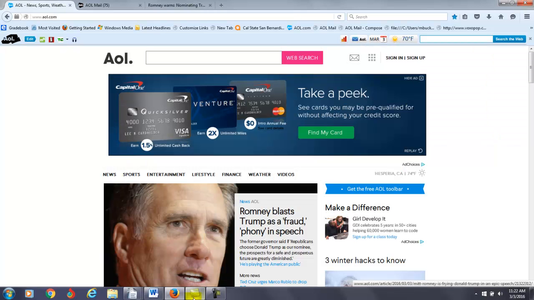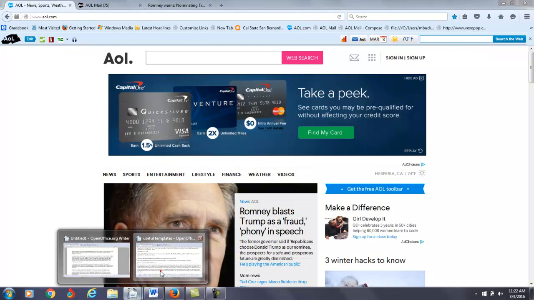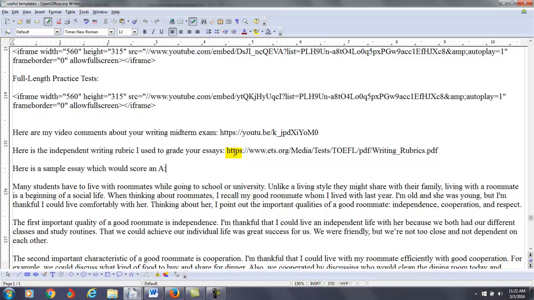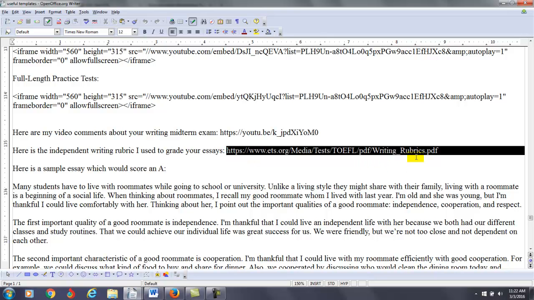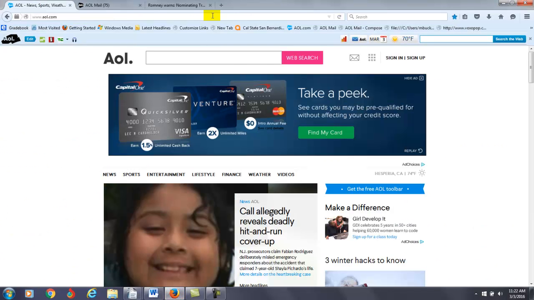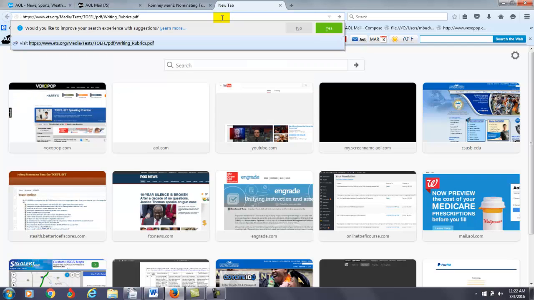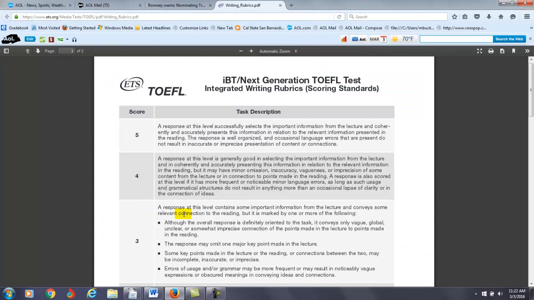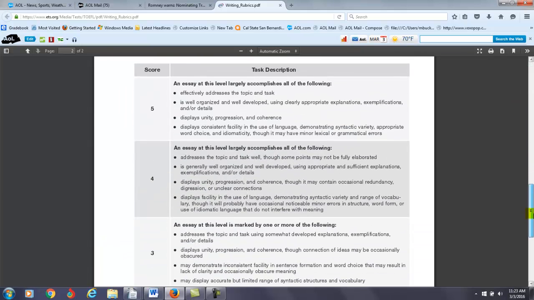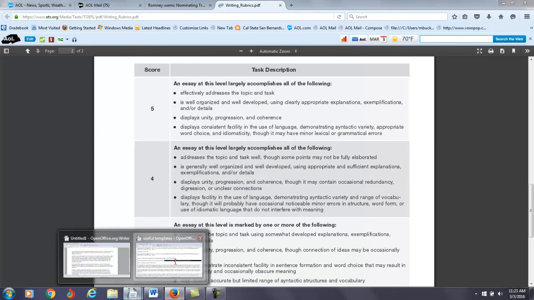Okay, so I need to do one thing here. Give me just a quick second. I'm going to take this link. This is the rubric that I have to use to grade your writing. So let's make sure that I have this available, because I need to use this in order to grade your writing. Okay, so I'm going to move down to the independent rubrics here. Okay, here we go.